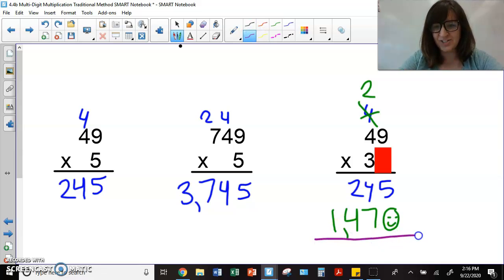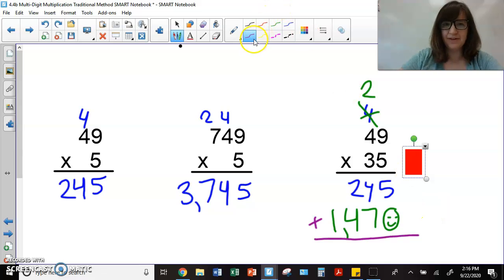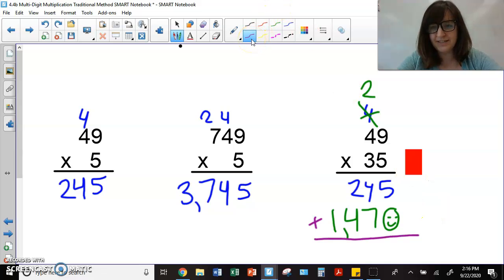Now I take these 2 amounts, they're already stacked up, and I'm going to put an addition sign there because I'm going to add up the amount when I multiplied my number 5 and my number 30. So now I'm going to add these up. So I have 5 plus 0 is 5. 4 plus 7 is 11. 4 plus 2 plus 1 is 7. And 1 plus nothing is 1. So my answer is 1,715.